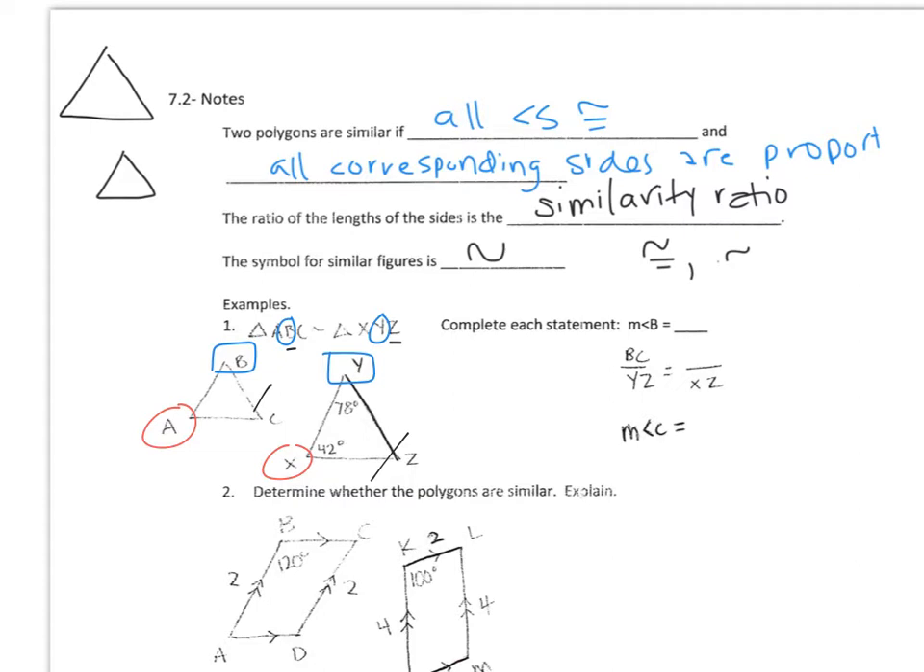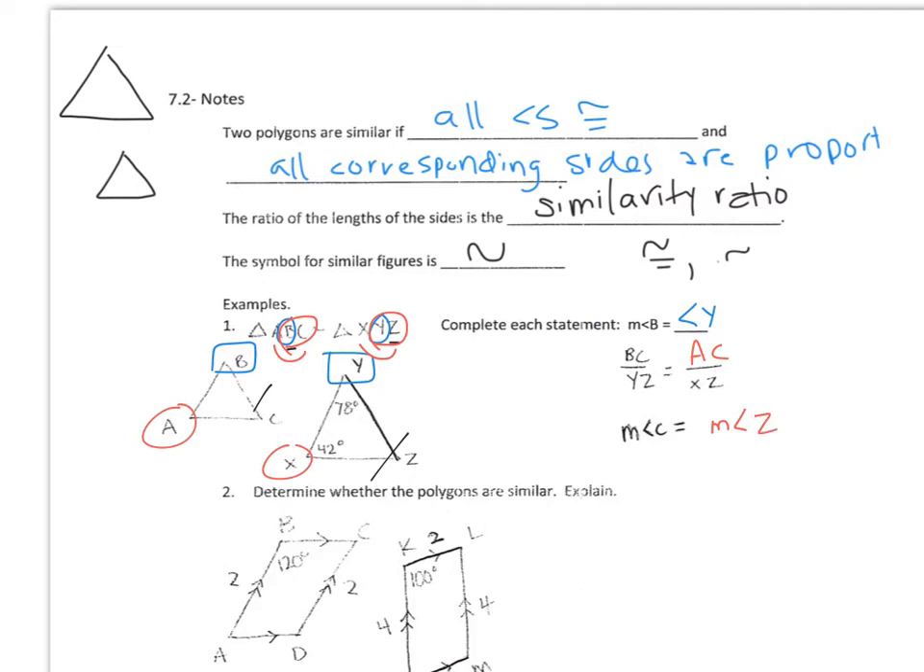We know that their sides are proportional. So AB is proportional to XY, as BC is proportional to YZ. So to complete each statement, angle B has to be congruent to angle Y, which we showed over here. The second one, if we know that BC is to YZ, we know that XZ is the same thing as AC. And then the last one is the measure of angle C has to be equal to the measure of angle Z.